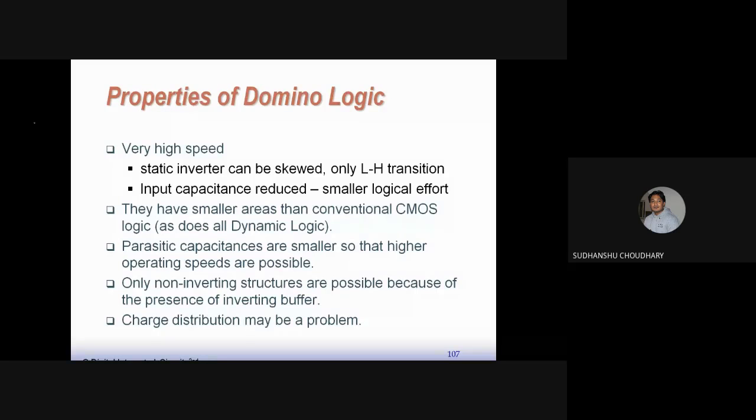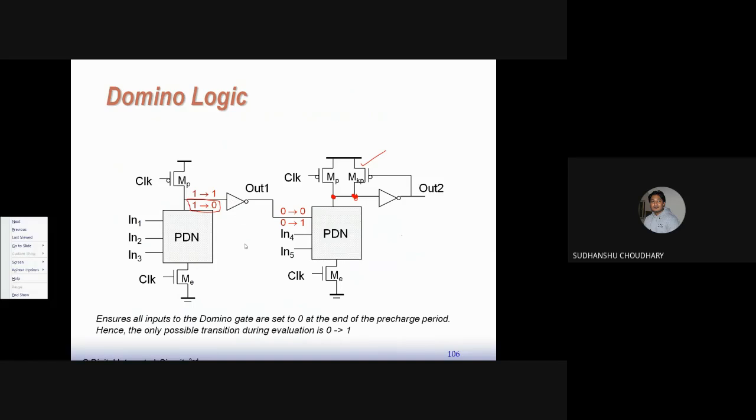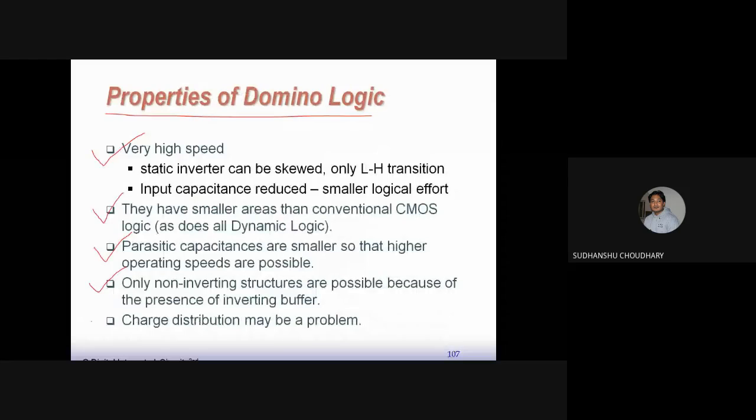So some of the properties of domino logics are mentioned over here. One of the properties is that these domino logics have very high speed, and they have smaller areas than conventional CMOS logic, and parasitic capacitances are small, so that higher operating speeds are possible. Now only non-inverting structures are possible because of the presence of the inverting buffer. Because of the presence of this buffer, only non-inverting logics are possible. And then charge distribution may of course be a problem. So we had seen what is charge distribution.